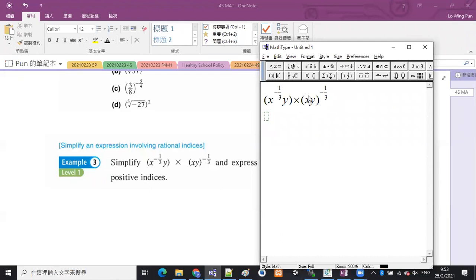But we have a power. A bracket power, then we have to share this power to each part inside the power first. So I just keep the first part unchanged. And then times the x can share the negative 1 over 3. And then the y can also share the negative 1 over 3.